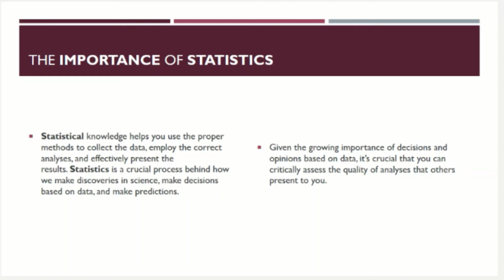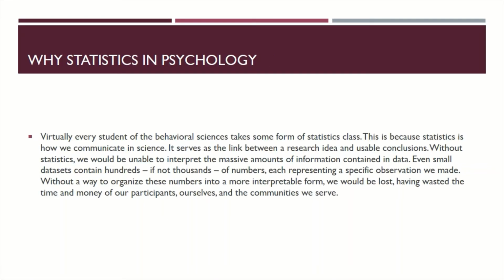Statistical knowledge helps you use the proper methods to collect the data, employ the correct analysis, and effectively present the results. Statistics is a crucial process behind how we make discoveries in science, make decisions based on data, and make predictions. So this is the first importance, and the second one, these are the key importance. Okay, there are so many that we can write, but if you write these 2 points itself is enough. Given the growing importance of decisions and opinions based on data, it's crucial that you can critically assess the quality of analysis that others present to you or the ones that you do. So I hope you understood the importance of statistics in psychology.